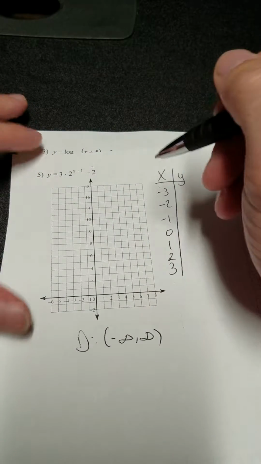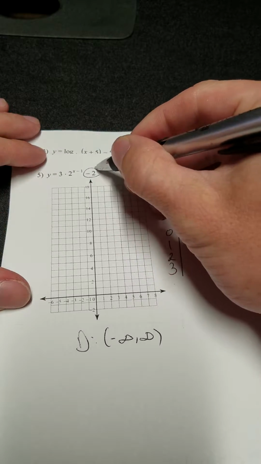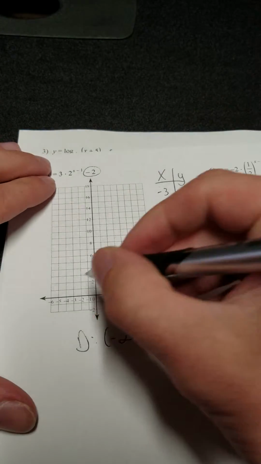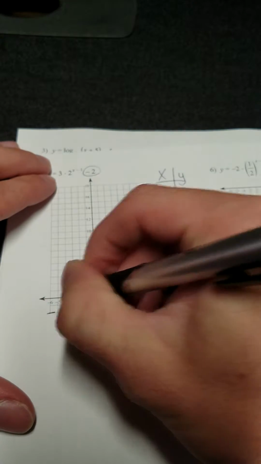The next thing to know about, exponential equations have asymptotes, and your asymptote is always going to be at that value. So at -2, we're going to have a horizontal asymptote.